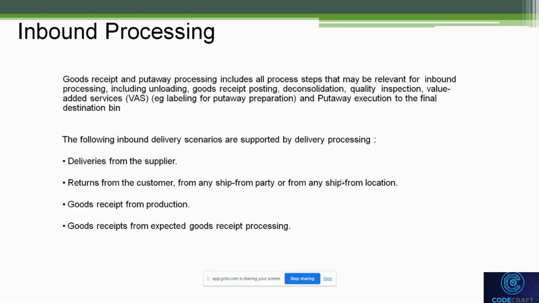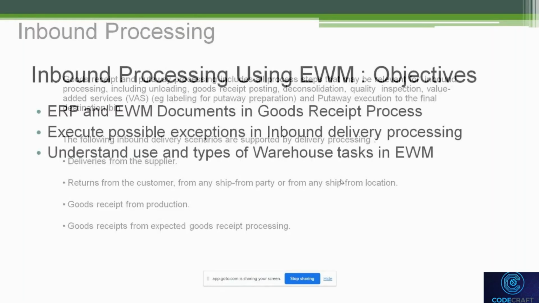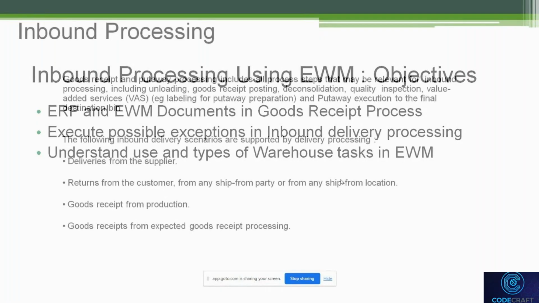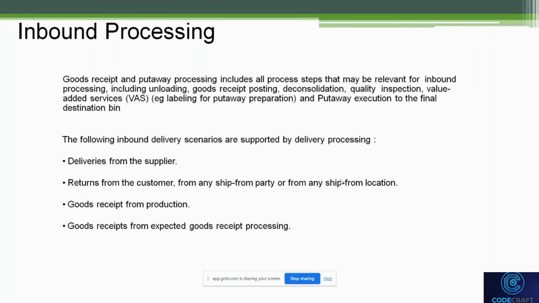When a delivery is sent to EWM, what are the possible scenarios that can come? Let's say you want to cancel the delivery, you want to change the quantity, or you want to do a vendor return process. So what are the different scenarios that can arise in an inbound delivery processing apart from just doing receipt and put away?